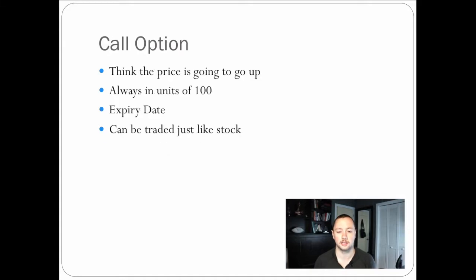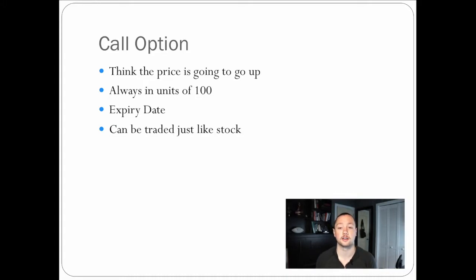So let's dig into it a little bit. The first thing we're going to dive into is the most common type of option, and it's called a call option. A call option is when you buy it hoping that the stock is going to go up. It means that you're long on the stock or you're bullish on the stock, and so you buy a call option. Again, they're in units of 100, and they come with an expiry date.